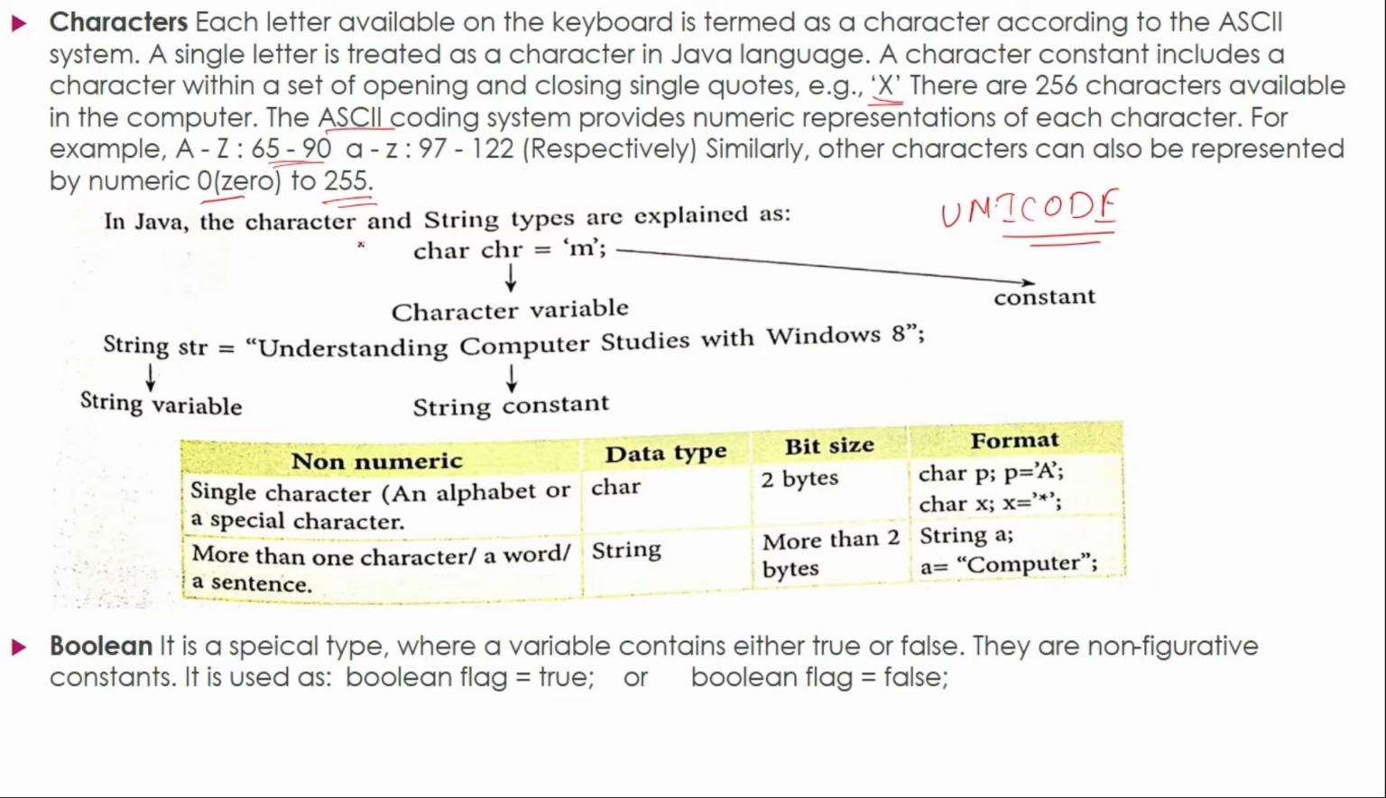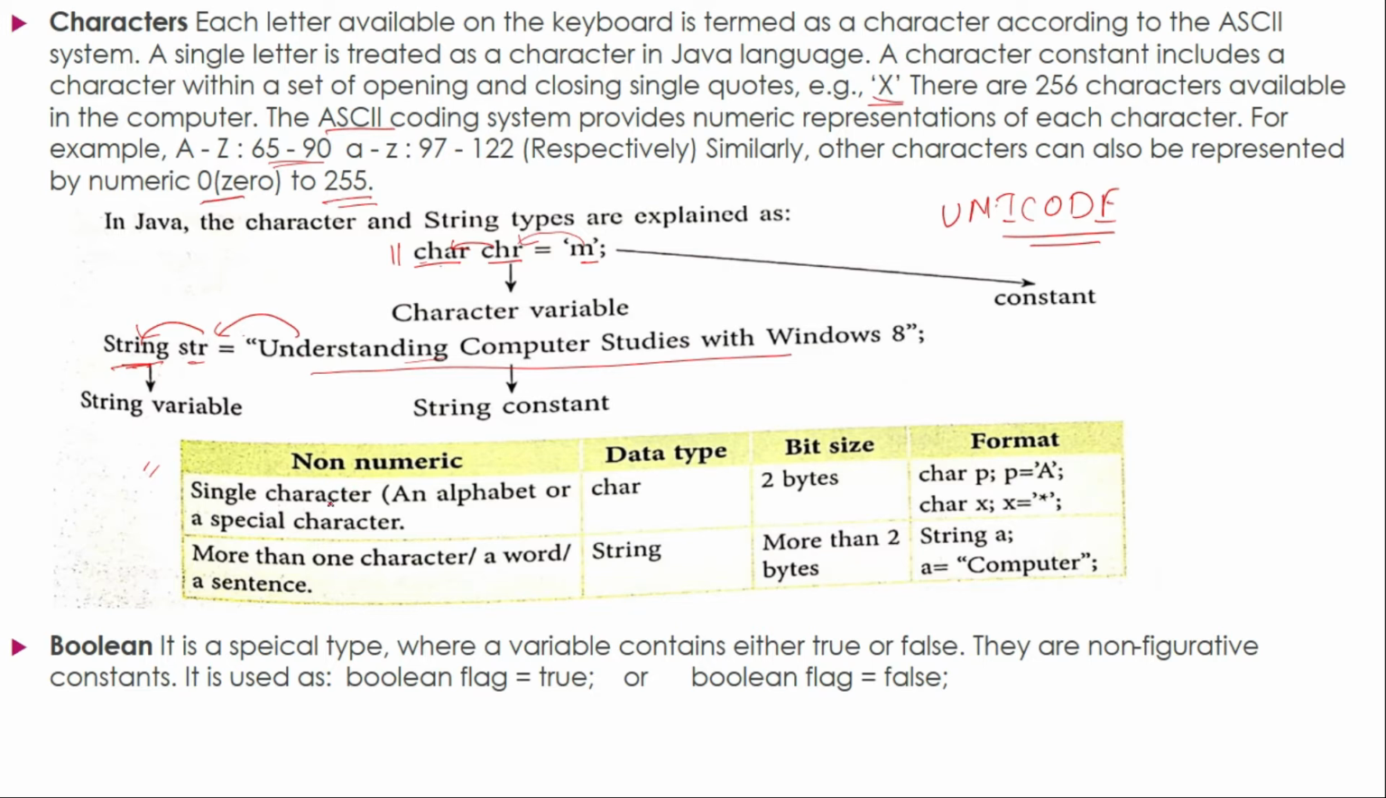Now in Java, the character and string types are explained as follows. This is an example: char is a data type, chr is a variable, and m is the data. That means data m is stored in variable chr having data type char. In the same way, String is a data type, str is a variable, and this one is the constant. So this constant is stored in variable str having data type String. By seeing this table, you can understand it clearly.